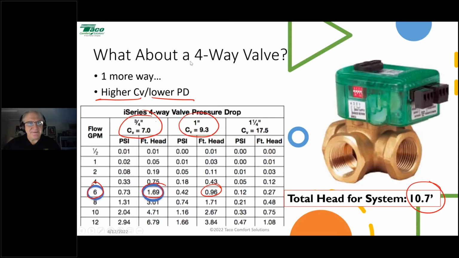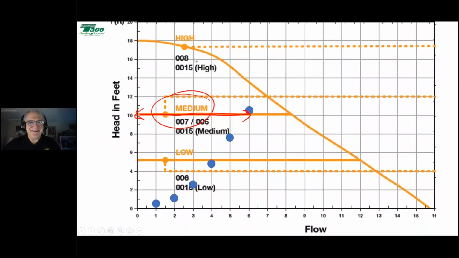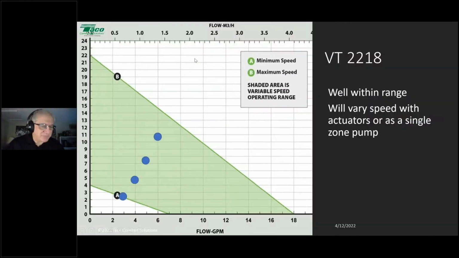All righty, this was fun, huh? All right, here's one more thing. Hey, you know what? We talked about variable speed pumps. What if we use the VT2218? That is a circulator that varies its speed based on maintaining a delta T within the system.